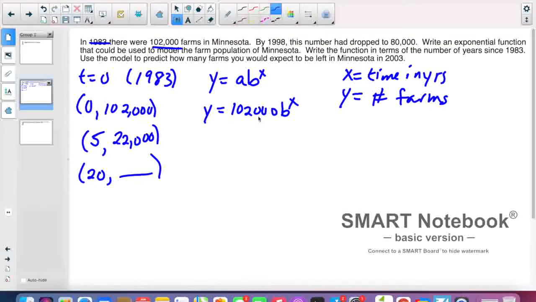Well, in order to do that, we can put this one into this equation to figure out what b is. So if I do that, y, the total number of farms, 22,000, equals the original number of farms, 102,000, times b. We don't know what the exponential base is, but we do know that x, the number of years, is 5 when we have 22,000 farms. So at this point, I would use my calculator to solve that for b.